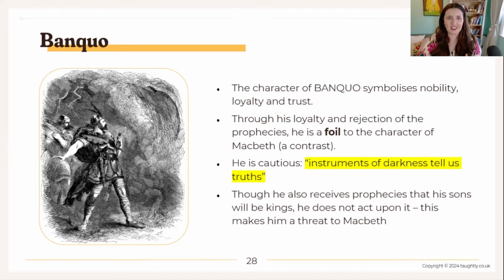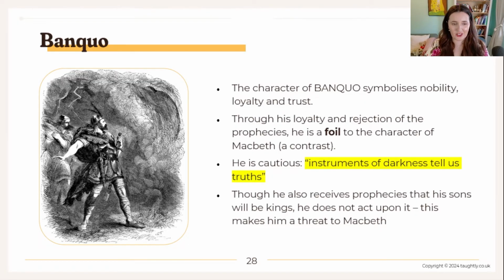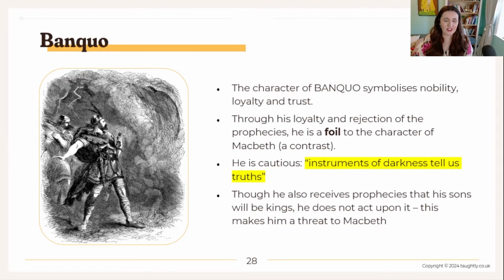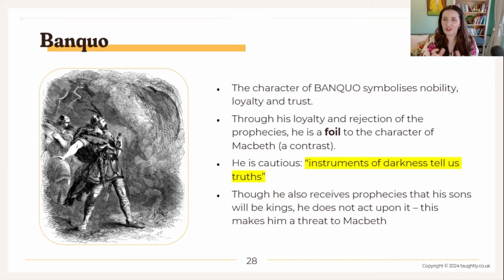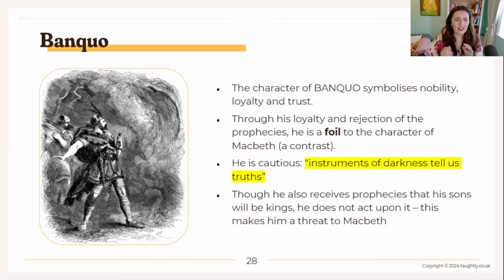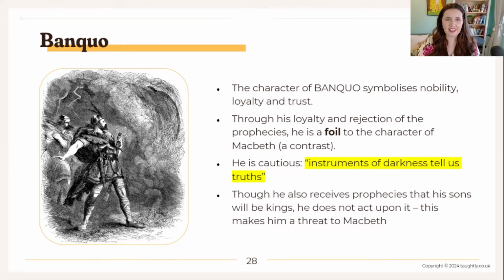Remember, one of his first lines as soon as he gets a chance to speak by himself is, "Stars, hide my fires, let not light see my black and deep desires." So he's immediately going to murder. Whereas Banquo, he's a little bit more sceptical, he's more wise. And so he foils Macbeth. He's a foil character, meaning he's a contrast to him. Rather than saying, "Stars, hide my fires," Banquo instead says, "The instruments of darkness tell us truths." So he recognises that the witches are evil. There's something not to be trusted.